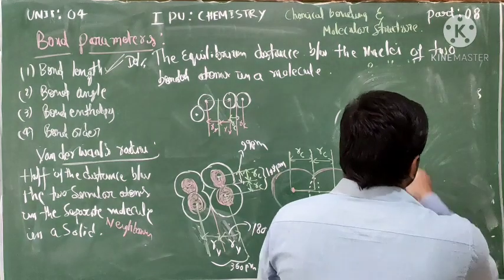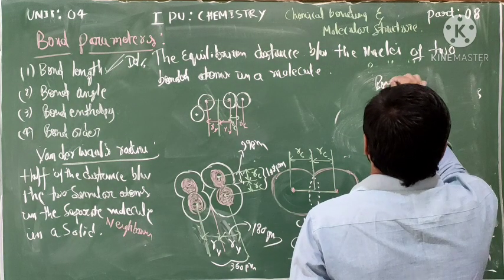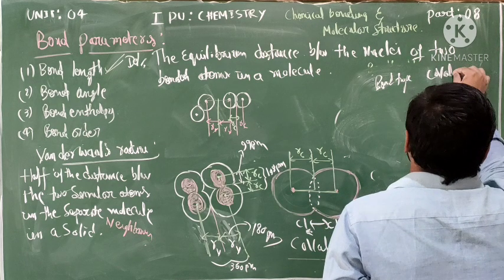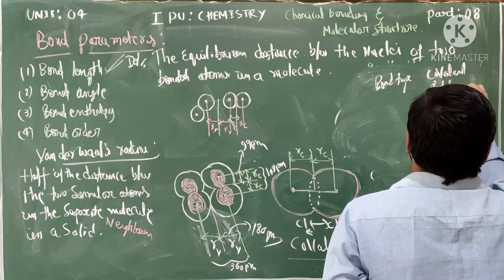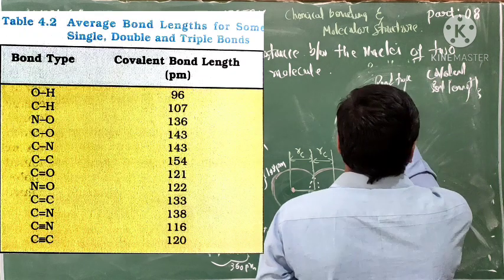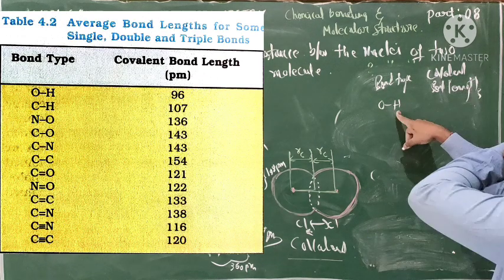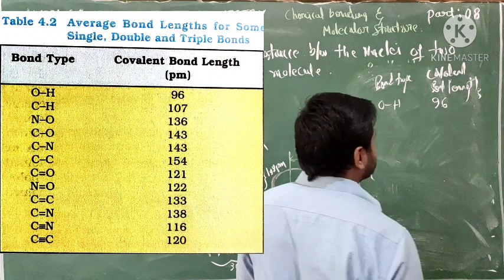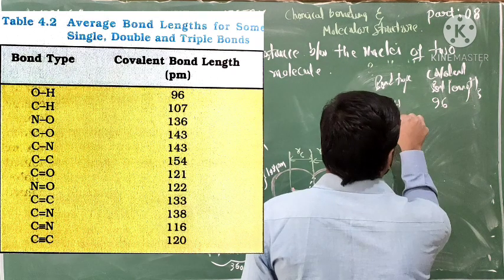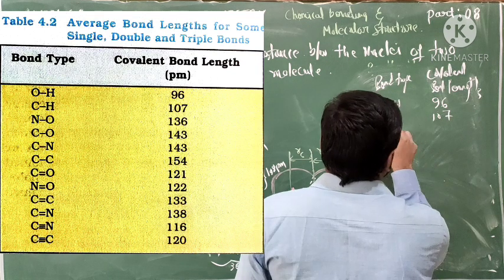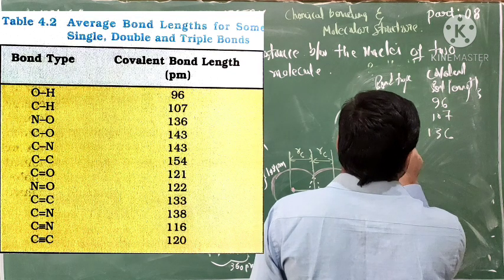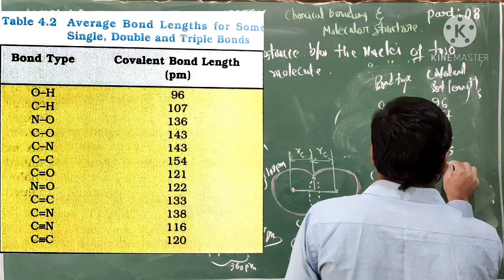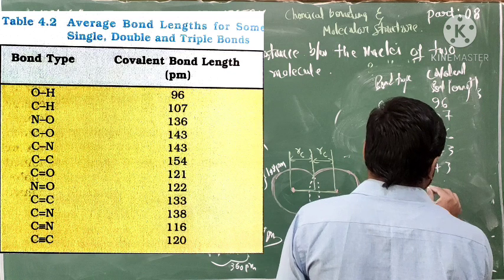Okay, see here, bond type and covalent bond length. For the O-H bond, the covalent bond radius is 96 picometers. Then C-H is 107, N-O is 136, C-O is 143, C-N is 143, and C-C, carbon and carbon, is 154.